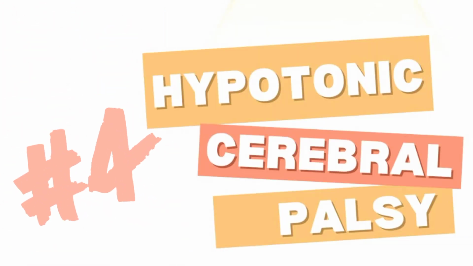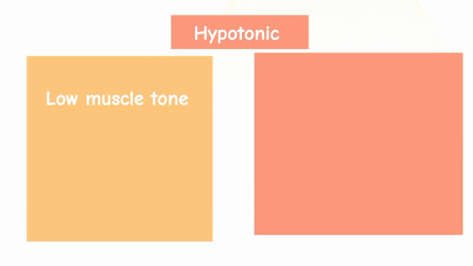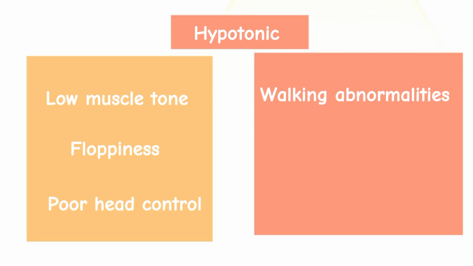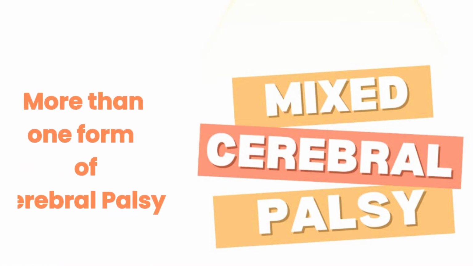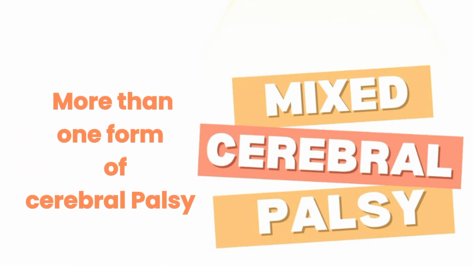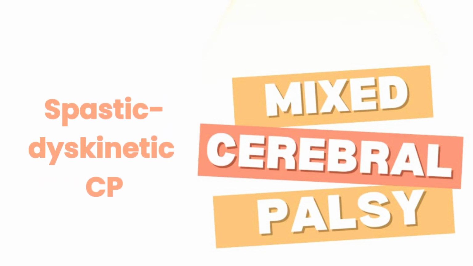The fourth type of cerebral palsy I'll be talking about is hypotonic cerebral palsy. It is classified by low muscle tone that causes floppiness of muscles. It can cause poor head control, walking abnormalities, and it may cause breathing difficulty. And then we have mixed cerebral palsy. Some children have more than one form of cerebral palsy. The most common type of mixed is spastic dyskinetic cerebral palsy.